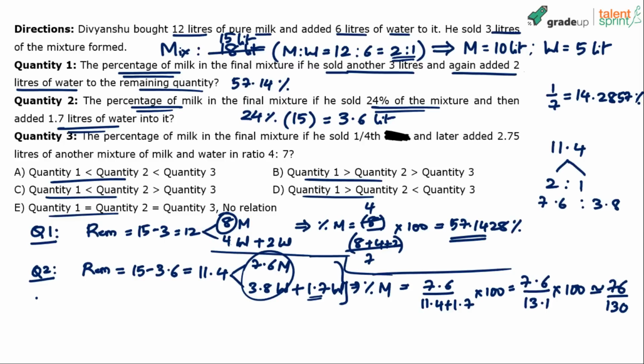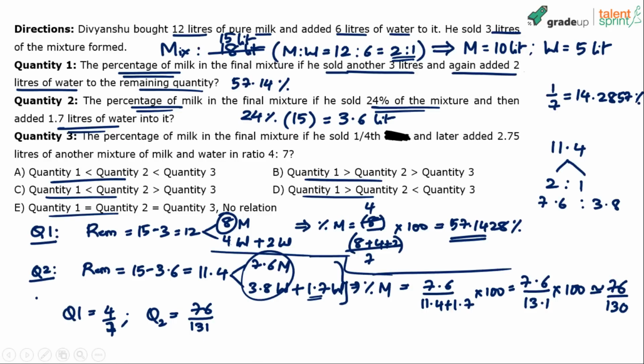If you don't want to get into all this mess, there's one more way of comparing it. Forget about the percentage here. What is Q1? Q1 is equal to 4 by 7. What is Q2? Q2, what we have got? 76 by 131.